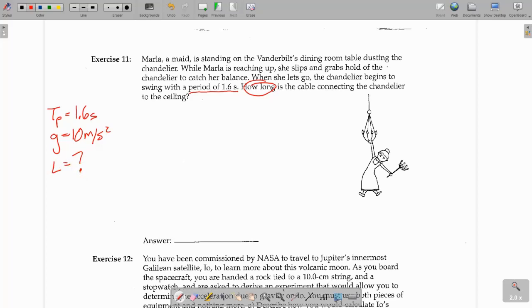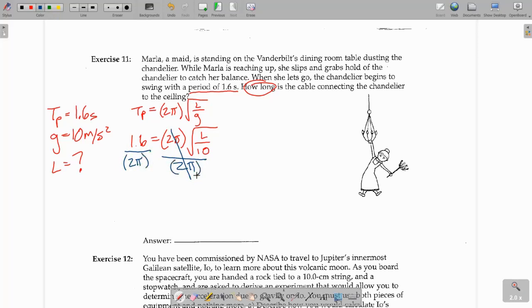Okay, so period of a pendulum, 2 pi times the square root of the length of the string, chain, cable, whatever, divided by the acceleration due to gravity. We'll plug in 1.6 is equal to 2 pi, please get in a habit of putting those in parentheses, times the square root of length divided by 10. Okay, so remember, we first have to get rid of 2 pi, everything outside of that radical. So we need to divide by 2 pi. These will cancel. Do that on the other side, but please do it in parentheses.